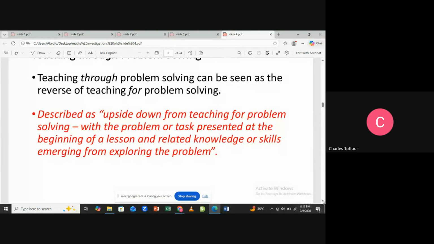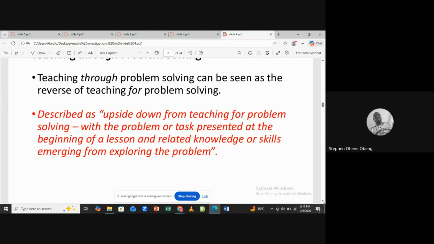Teaching through, you give them the problem. Then they think about this problem before they come out with their own formula or their own path. I hope I am clear.